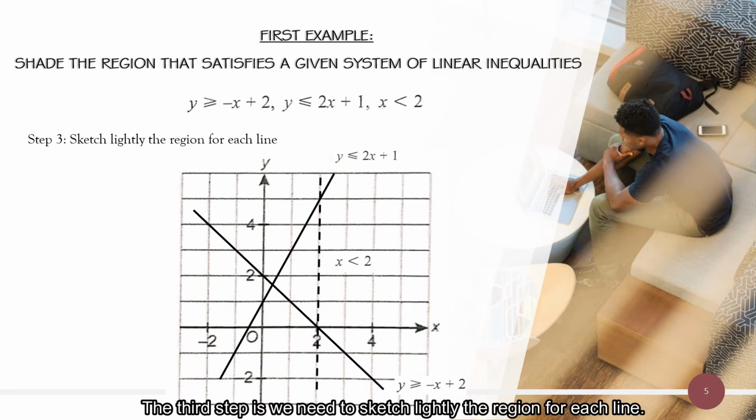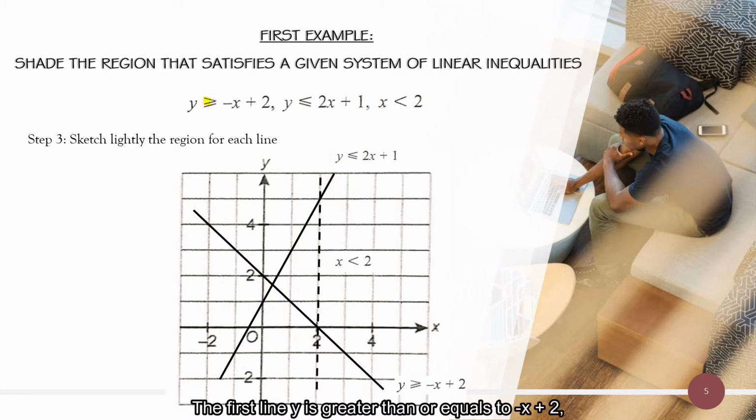The third step is we need to sketch lightly the region for each line. The first line, y is greater than or equals to -x plus 2. Therefore, the region should be lies above the line. We can sketch lightly. The second equation, y is less than or equals to 2x plus 1. Therefore, the region will lies below the line. We can also sketch lightly.